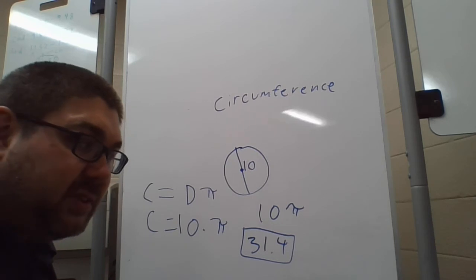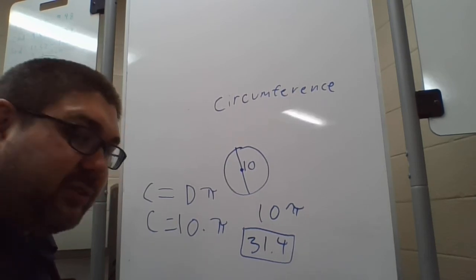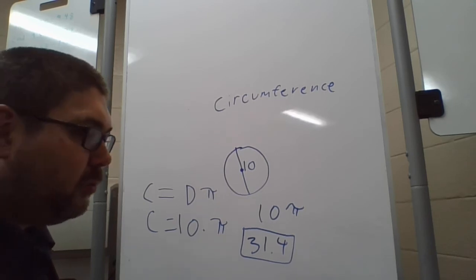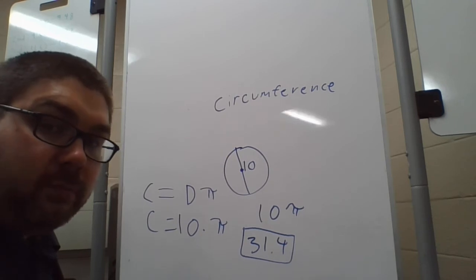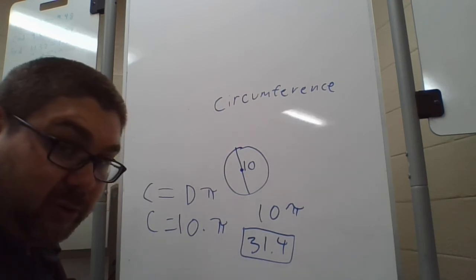And it makes sense. What is pi? When we round pi to 2 decimal places, we get 3.14. What's 3.14 times 10? Well, it's 31.4. So it makes sense. But this is number 16 on today's work, okay?